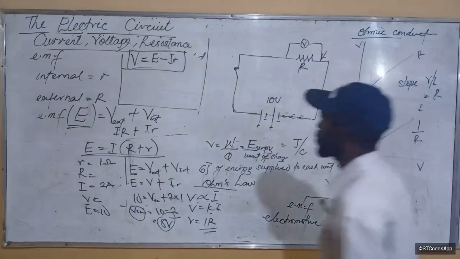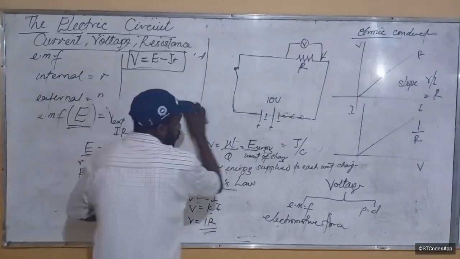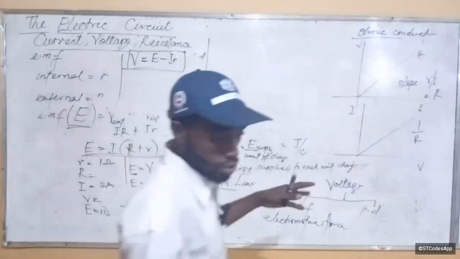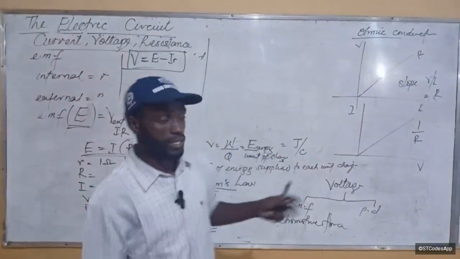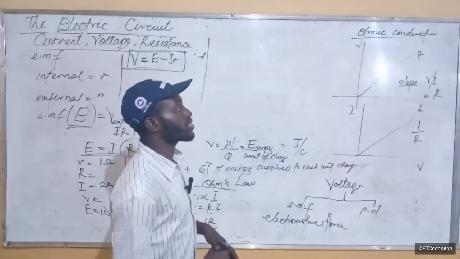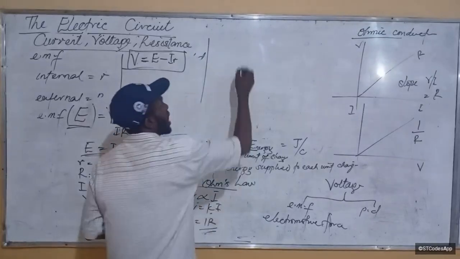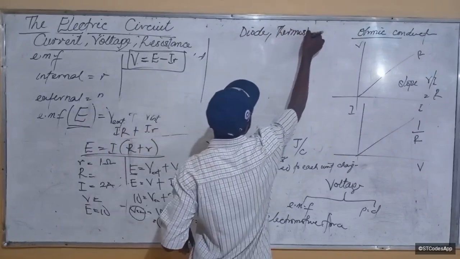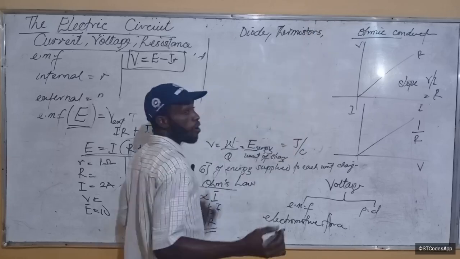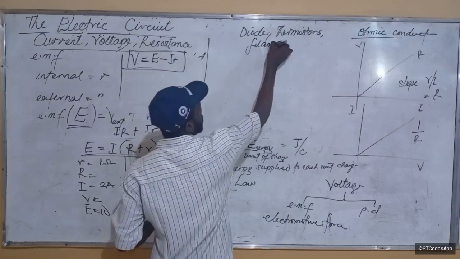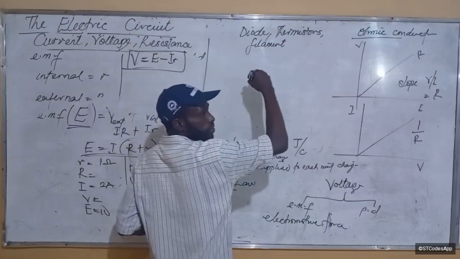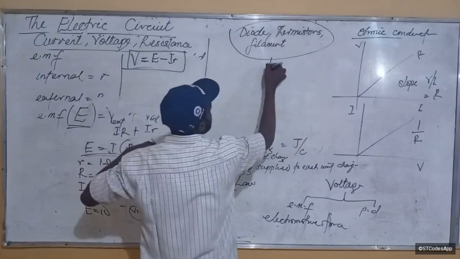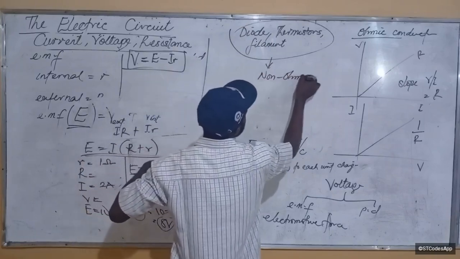So now, like I was saying, what if we now have non-ohmic conductors? What are non-ohmic conductors? Examples of ohmic conductors are metallic conductors like Constantan wire, etc. But non-ohmic conductors are things like diodes, thermistors, bulb filaments, etc. They are all non-ohmic. It means that they don't obey Ohm's law.